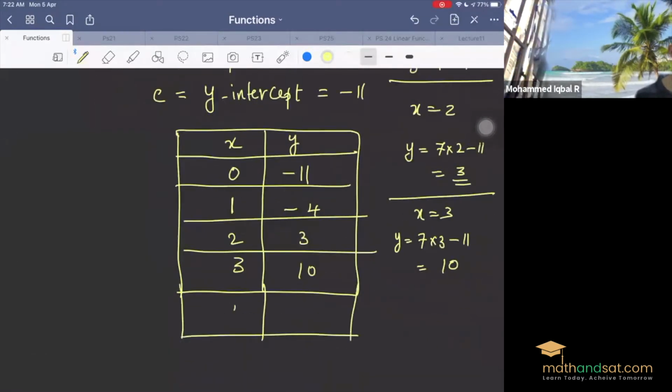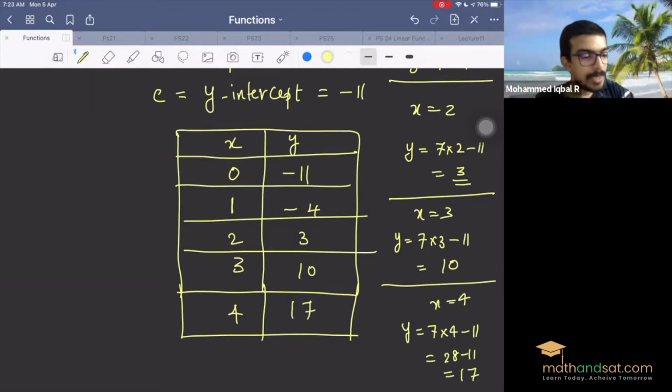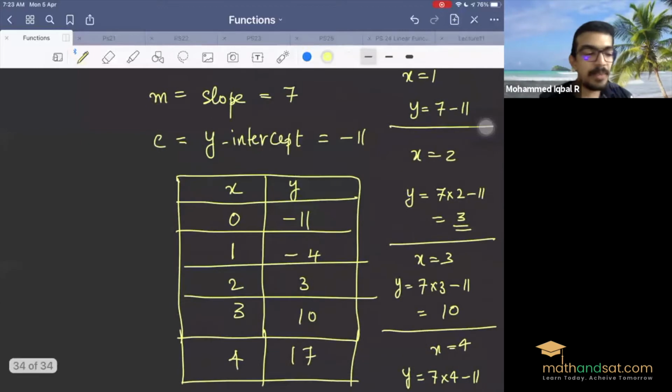Now, if I put x is equal to 4, your y value is going to be 7 times 4 minus 11, which is 28 minus 11, which is 17. Right? I've just taken a few values of x, and now we are going to discuss what is the significance of the number 7 and the significance of the number minus 11.